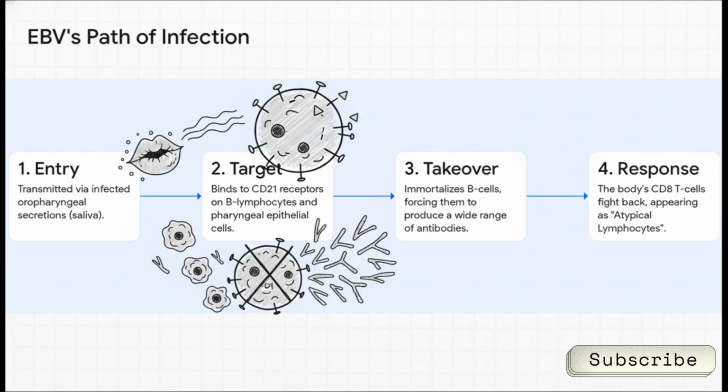And finally, step 4 is the response. Your body's CD8 plus T cells see this chaos, and they launch a massive counterattack to destroy the infected B cells. And those big, angry T cells are exactly what we see on a blood smear. We call them atypical lymphocytes, and they are a dead giveaway for mono.